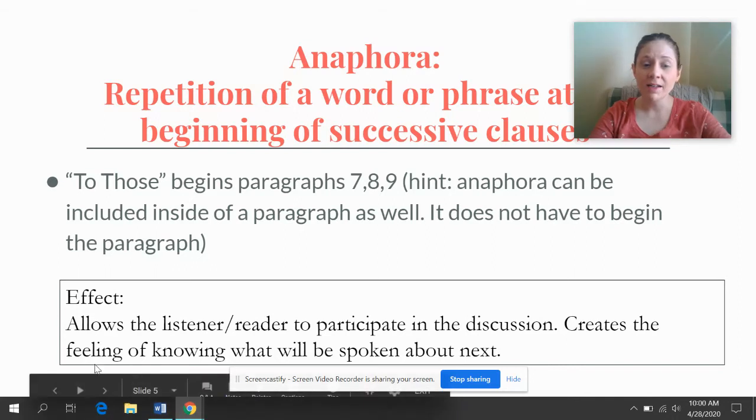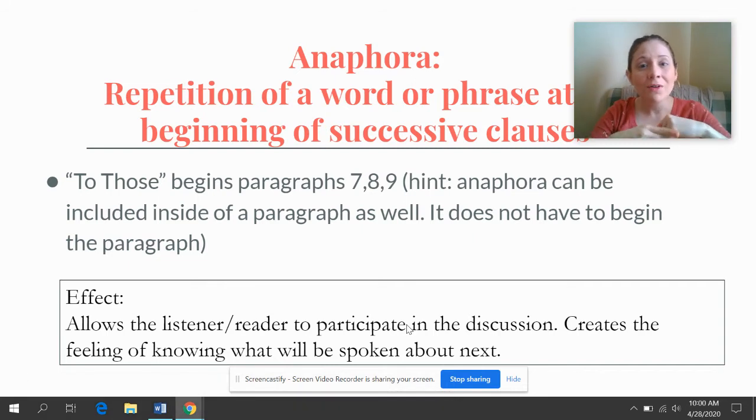The effect of anaphora is that it allows the listener or reader to participate in the discussion, because the reader thinks they know what's going to come next. They know that the phrase is going to be used again, and then they start to understand even better. So not only is the repetition cemented in their mind, but also they are able to participate mentally because they think they know what words are going to be used next. So it's very effective for rhetoric.